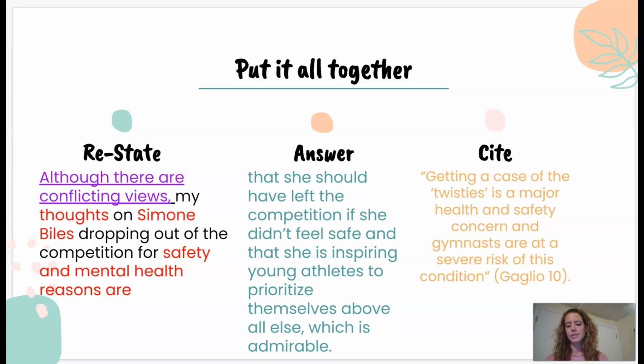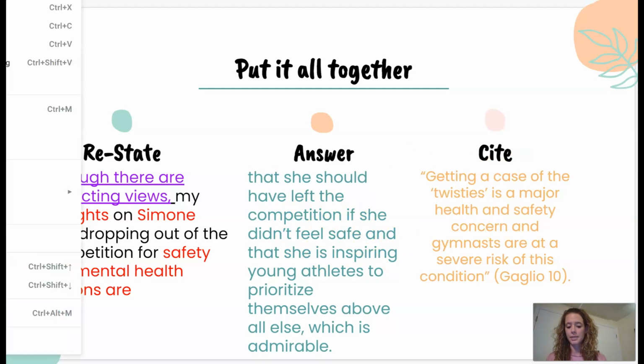The problem is that the connection between the answer and the cite, there isn't much of a connection. Yes, this does support this answer, but I need something in between to bridge the gap between this first reason and this piece of evidence. And that's where our next letter of our acronym comes in.